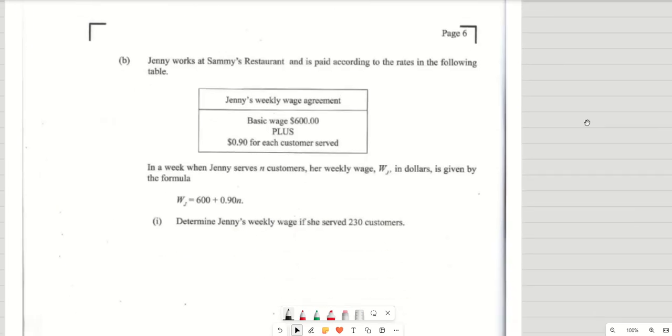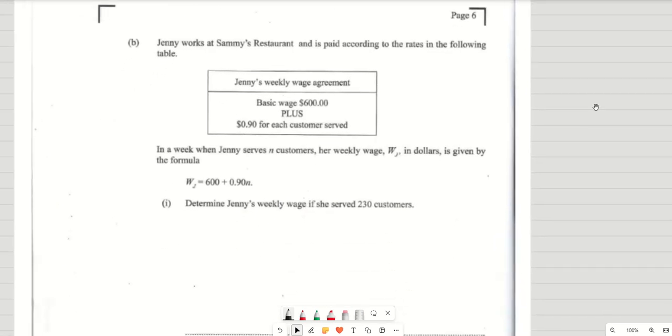Right, this is part B. Jenny works at Sammy's restaurant and is paid according to the rates in the following table. Jenny's weekly wage is a basic wage of 600 plus 90 cents for each customer served. In a week when Jenny serves n customers, her total wage, W, in dollars is given by the formula. So Jenny's weekly wage would be 600 plus 0.90 by n, n being the number of customers.